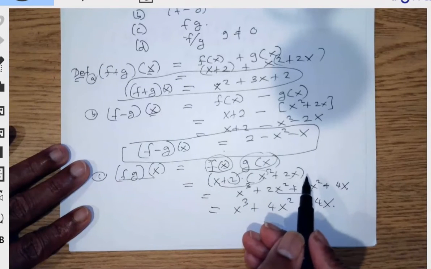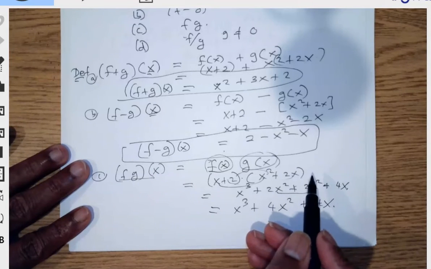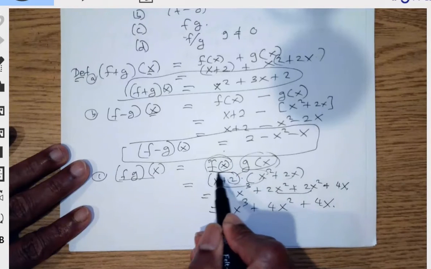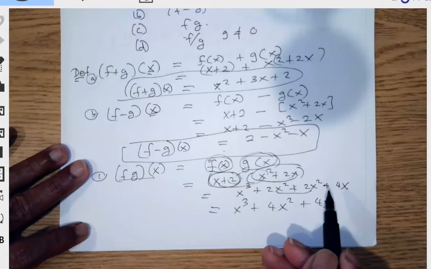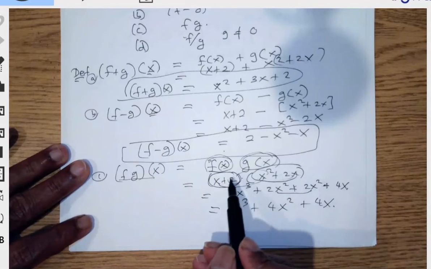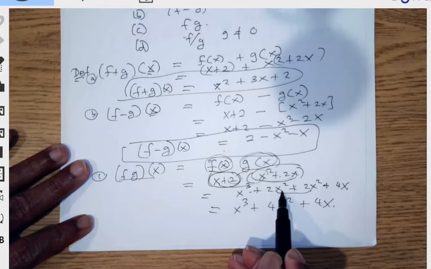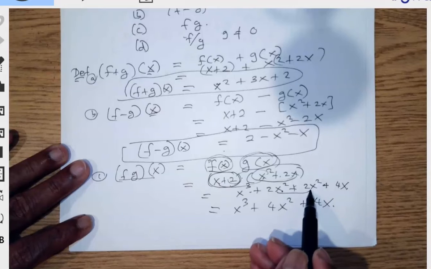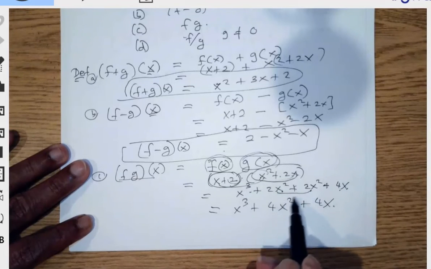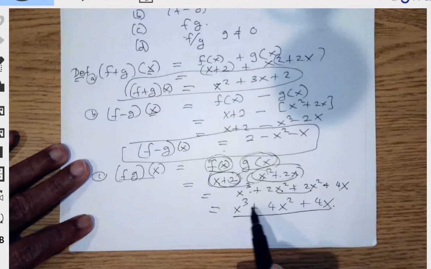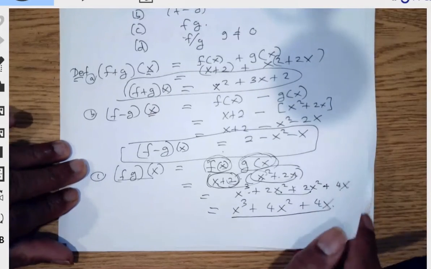So the output of f, we know, is x plus 2, times the output of g, which is x squared plus 2x. So now what we do is we try to FOIL this. If you try this, you get x cubed plus 2x squared plus 2x squared again, plus 4x. So now you can combine the 2x squared terms and you get x cubed plus 4x squared plus 4x.